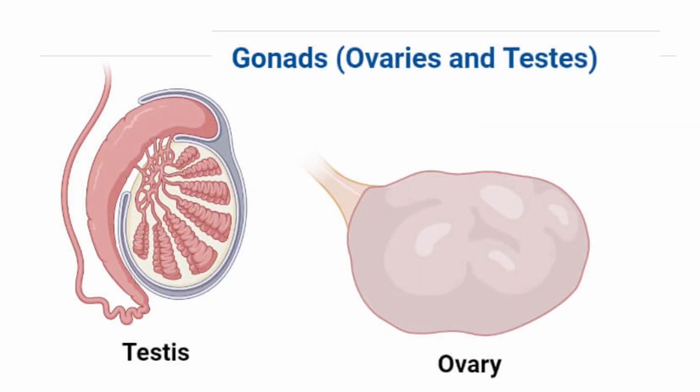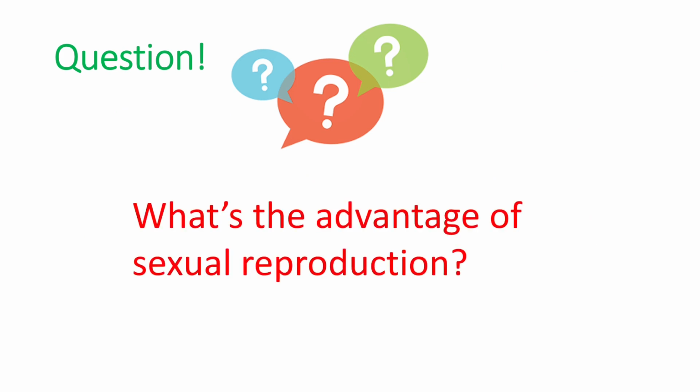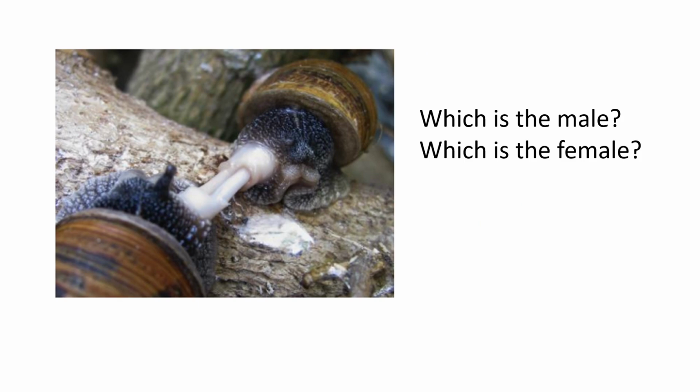So this can be found in the gonads, the testes, and the ovaries as well. Okay, so these are the organs that make the gametes. What's the advantage of sexual reproduction? We answered this already. Because of the variety of the offspring produced, it can at least ensure that some individuals will remain alive even if the environment changes.